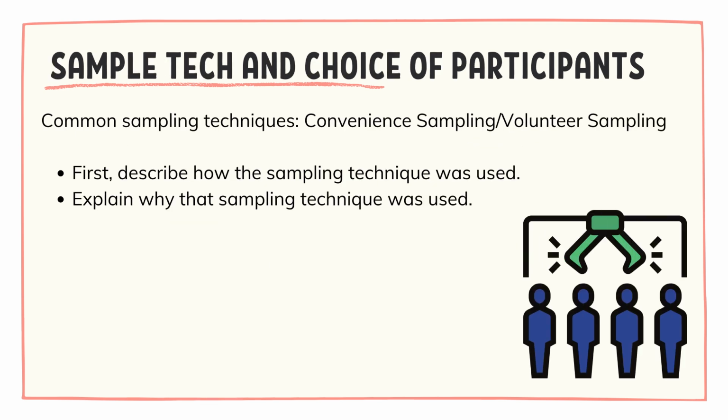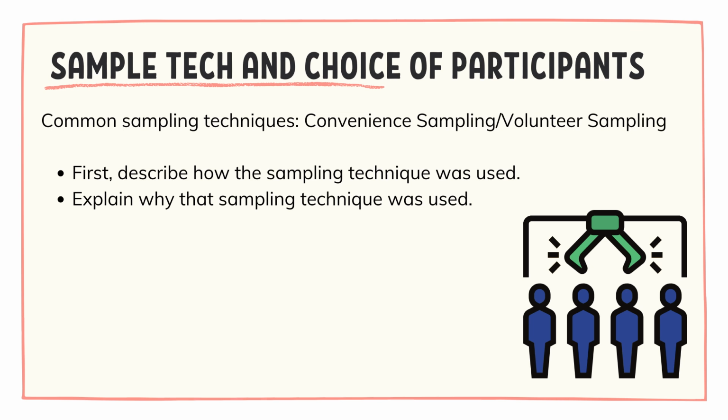So you can start off by actually talking about your sampling technique. So for example, you used a convenience sampling or a volunteer sampling, which are actually the most common sampling methods used in IA experiments. So you will first identify this sampling technique and explain how it was used, right?